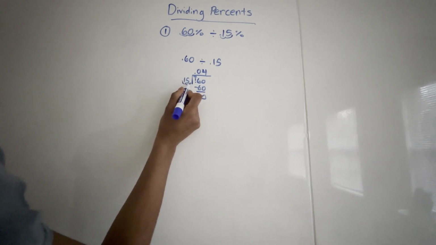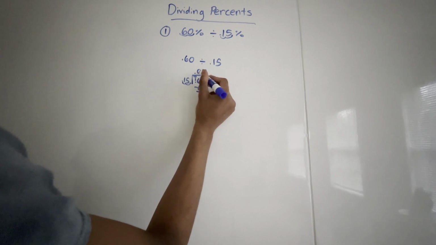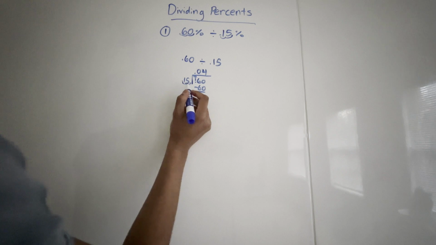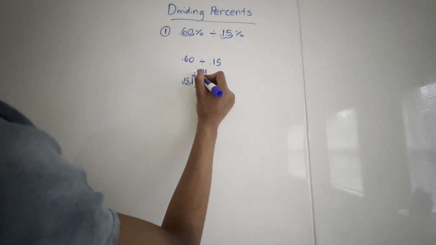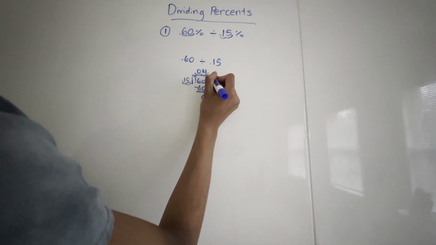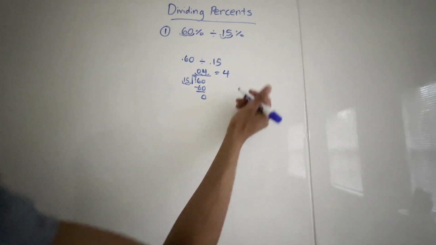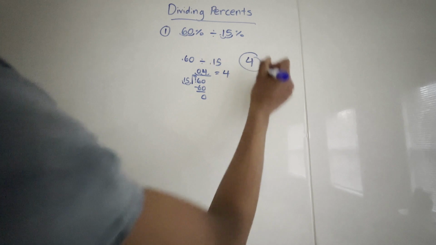And what we do over here is we're going to do the same over on the top here. And because we move this 2 spaces to the right, we're also going to move this decimal point 2 spaces to the right. So this would equal 4. So 4 is actually our answer to this problem.